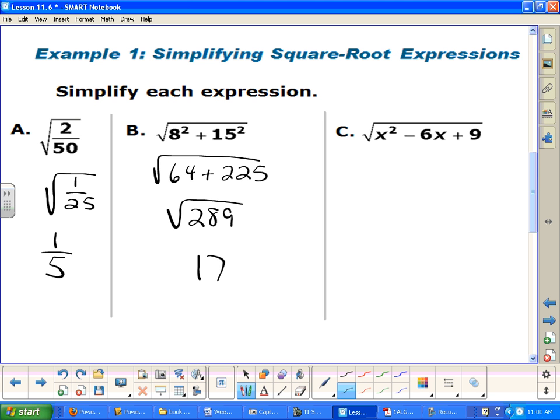All right, letter C. Now, in letter C, we have a trinomial. The only thing obviously squared there is the x, from what we can see. But because it's a trinomial, what might I be able to do? I might be able to factor it. Can I factor this? What are the factors of 9 that add up to negative 6? 3 and 3, right? So this is actually the square root of x minus 3 squared.